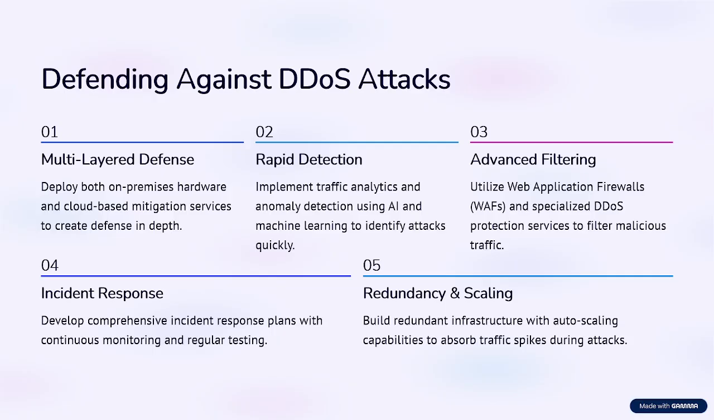Next is incident response and redundancy. Beyond technical controls, a robust incident response plan with continuous monitoring and regular testing is essential for minimizing impact. And finally, redundancy and scaling. Building infrastructure with auto-scaling capabilities allows you to absorb massive traffic spikes during an attack. So these are the 5 ways through which you can defend against DDoS attacks.